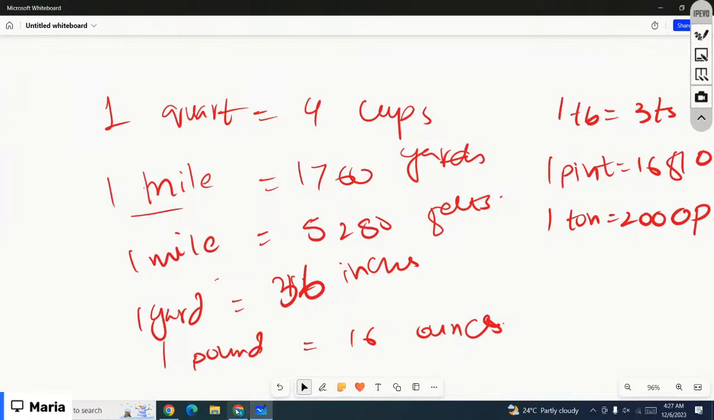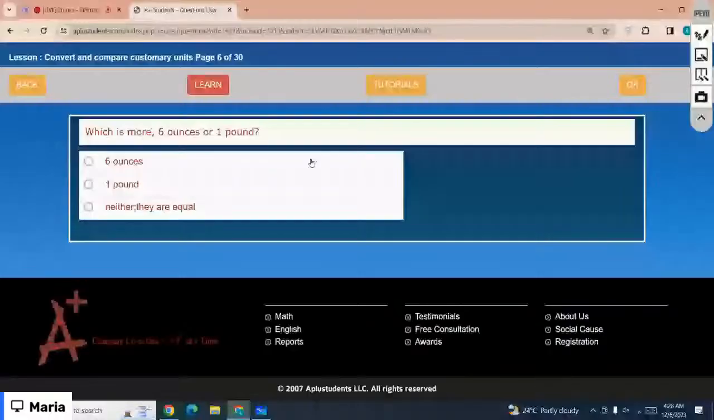Okay, which is more, 6 ounces or 1 pound? Which is the correct option? Yes, 1 pound is more, right? Because 1 pound equals 16 ounces, so 1 pound is more than 6 ounces.